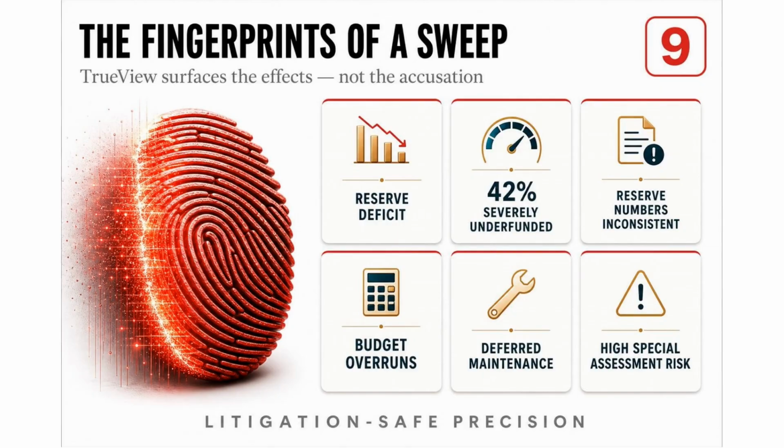What the report shows instead of reserve sweep: because HOAs never label sweeps, TrueView surfaces the effects, not the accusation. Reserve deficit, 42% severely underfunded. Reserve numbers inconsistent across documents. Budget overruns, deferred maintenance, high special assessment risk. These are the fingerprints of a reserve sweep.